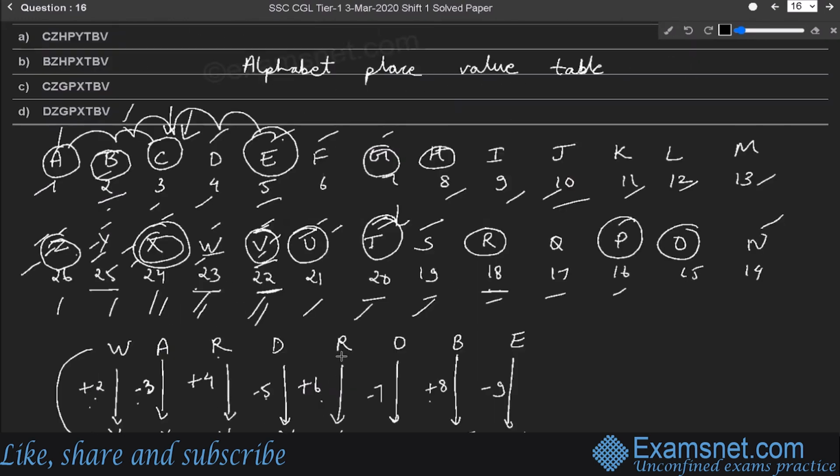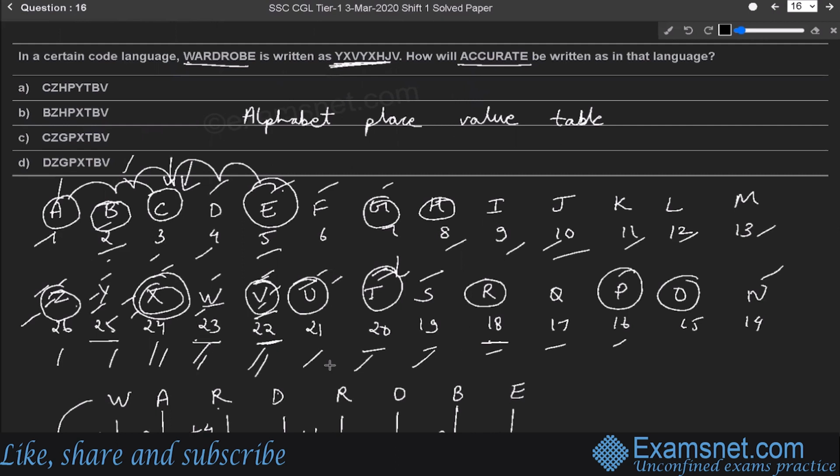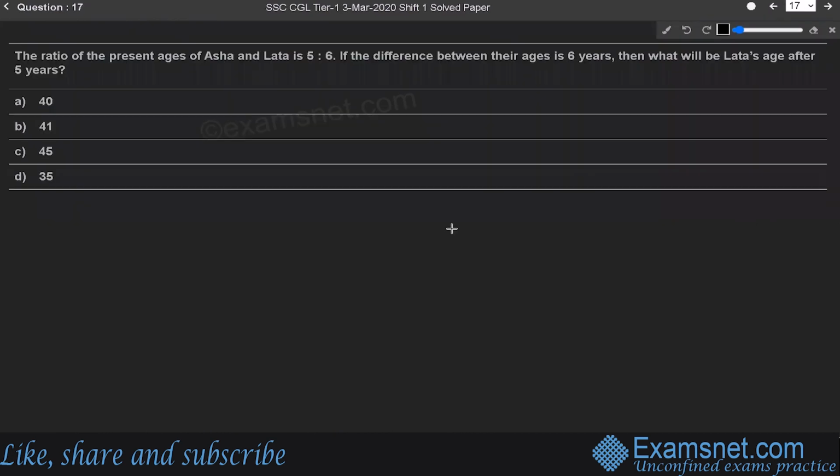So for this question, the correct option is option C here. I hope you are clear with this question. Next question: the ratio of the present ages of Asha and Lata is 5:6. If the difference between their ages is 6 years, then what will be Lata's age after 5 years? It is a very simple question.